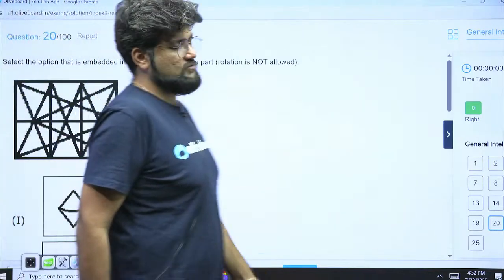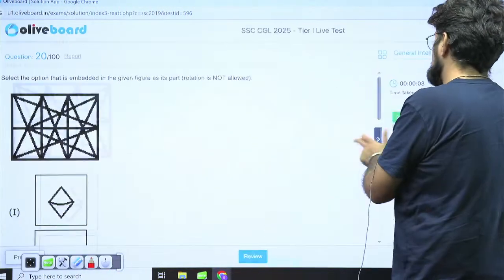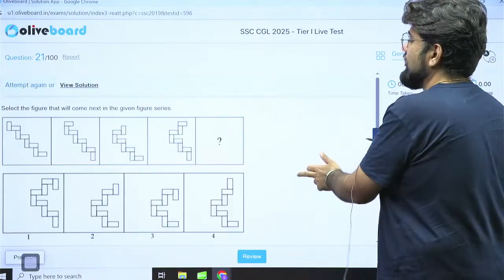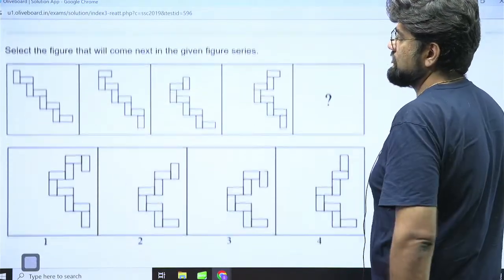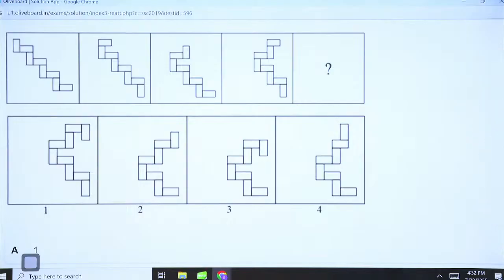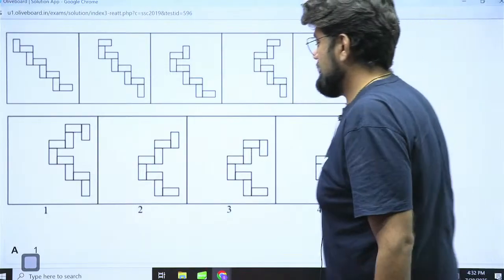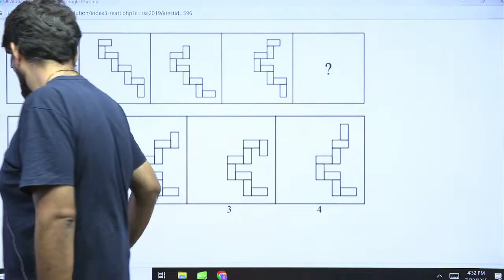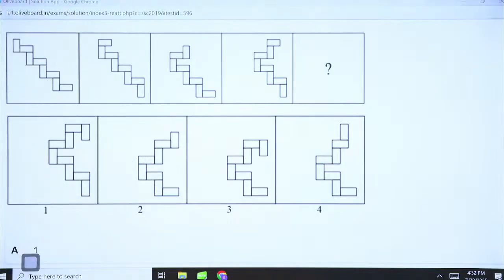54 seconds is too much. Too much. Could have just simply eliminated. Sometimes if you can't find the right figure, just eliminate the others. Wow, this seems interesting. Figure series. Correct, correct. Very good. Excellent, bacha.